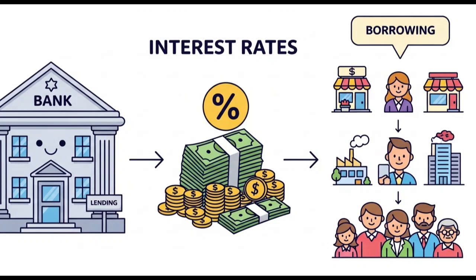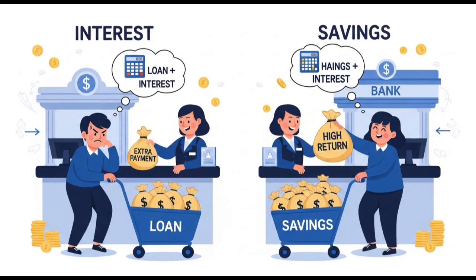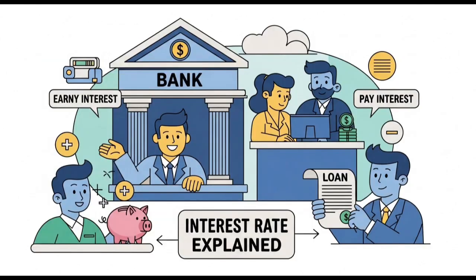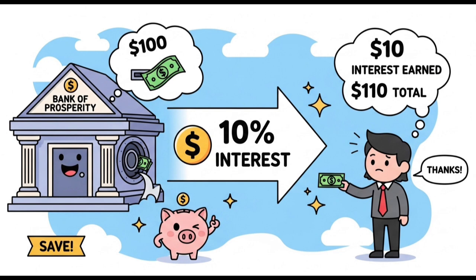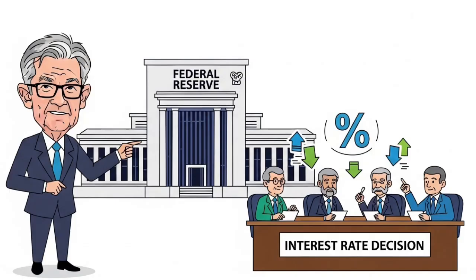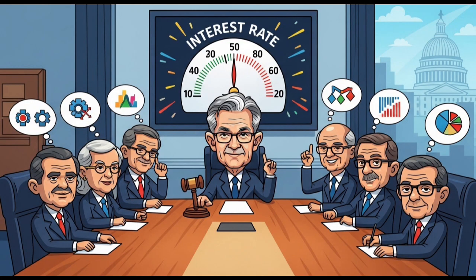Interest rate means the cost of borrowing money. It is the extra money you pay when you take a loan and the extra money you earn when you save. In simple words, the interest rate is the percentage that tells you how much extra you pay or earn on money. If you borrow $100 from a bank and the interest rate is 10%, you pay $110 back. If you save $100 in a bank at 10% interest, you earn $10. The interest rate is defined by the central bank of the country. In the U.S., Federal Reserve decides the interest rate.